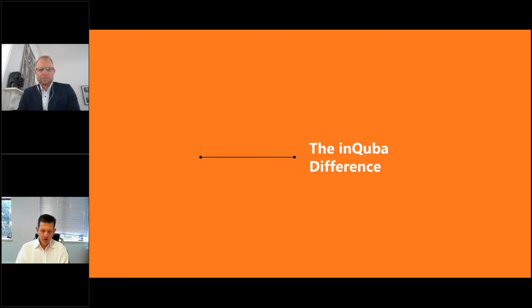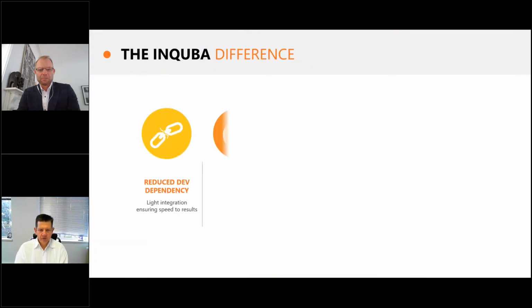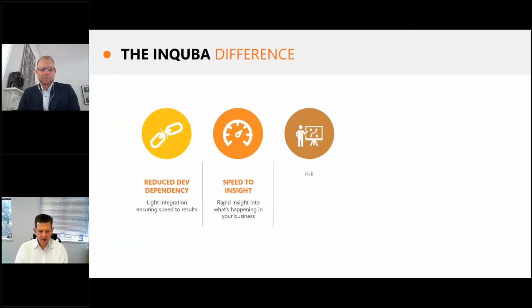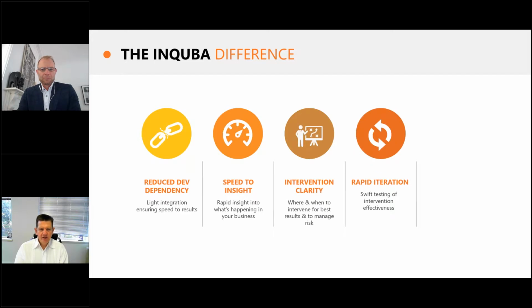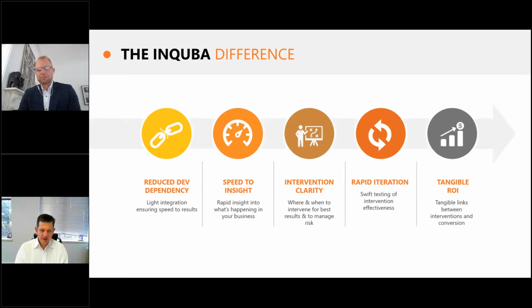So I think really in closing, I want to leave you with a couple of thoughts about how we can potentially help you. We've developed the inQuba solution to be quite differentiated, so we don't have a strong development dependency. We know that your organizations have long pipelines of prioritization, making it quite challenging for you to get projects integrated. And therefore, we've adopted a light touch approach for ingesting data. We're able to get to insights really rapidly.